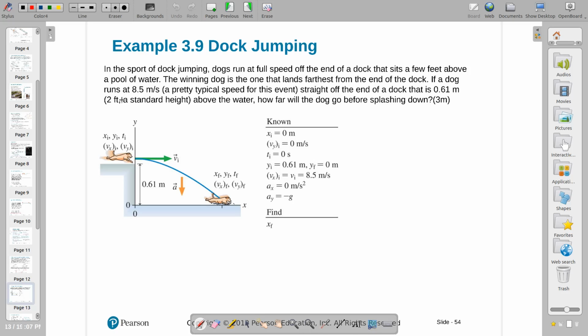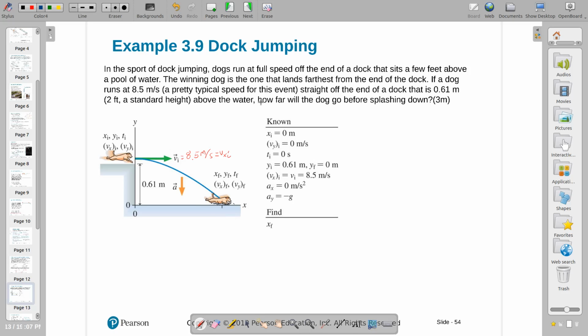If a dog runs at 8 meters per second, so dogs are jumping from the dock and landing here. One dog jumps with 8.5 meters per second. That will be the initial velocity and the initial x component, because there's no y component. So the whole velocity is along the x component.